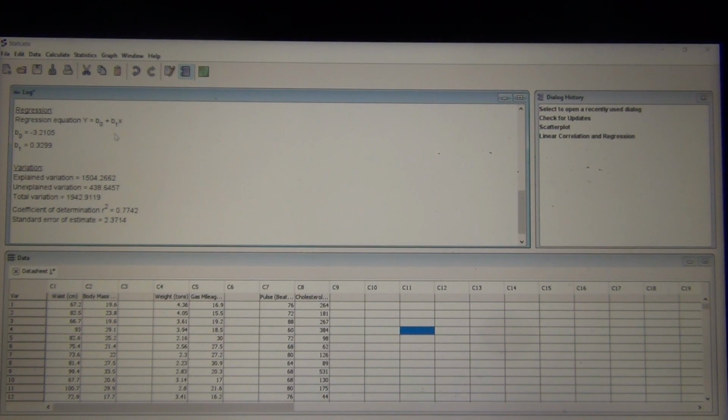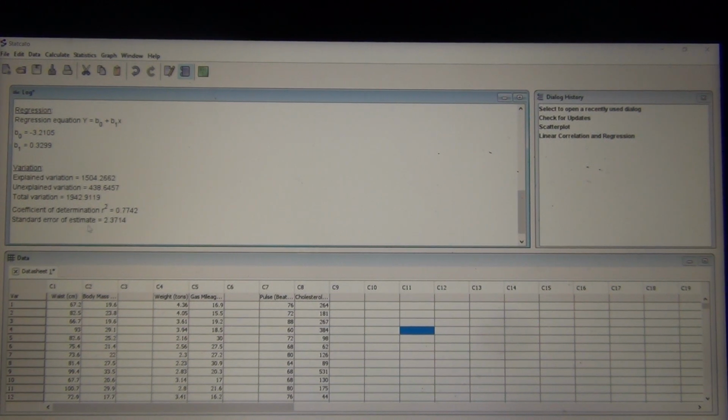Now here's a couple other nice things. Right here it says r squared, 0.7742, right? And so it's got my R squared. So I know that 77.42% of the variability in body mass index can be explained by the waist size. So again, that's our R squared, or coefficient of determination.